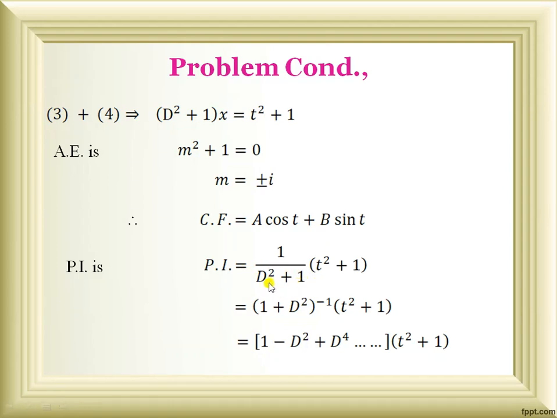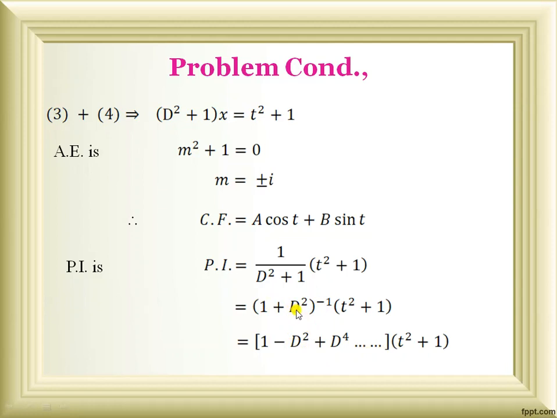No need to take anything out in the denominator. So you just move that into the numerator. I will get (1 plus D square) whole power minus 1 into (t square plus 1). Now I am expanding this by using the binomial formula, (1 plus x) power minus 1. The formula is 1 minus x plus x square minus etc.